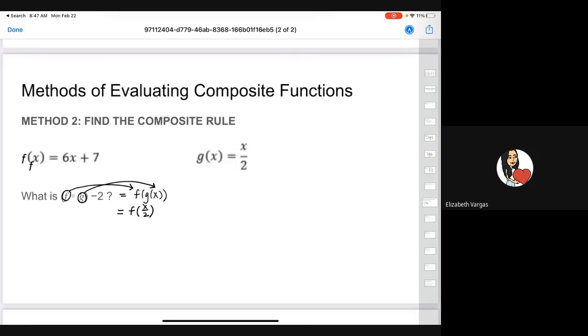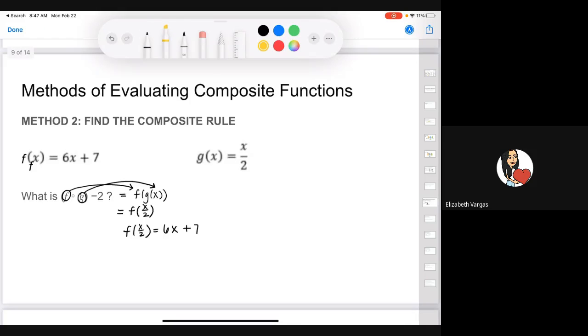So f of x equals 6x plus 7. What is this telling us to do? Well, it's basically telling us to take our equation g of x and substitute it in for x. And this will result in 3x plus 7.